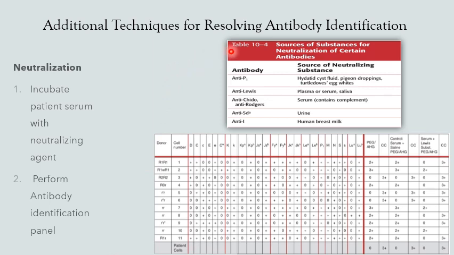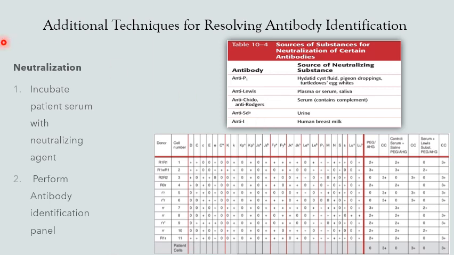So in table 4, this will show the sources of substances for neutralization of certain antibodies. So for example, anti-P1, yung source niya for neutralizing substance is the hydatid cyst fluid, pigeon droppings, turtle doves, egg whites. Anti-Lewis naman, plasma or serum or saliva. Anti-Chido or anti-Rogers, the serum, which contains complement. Anti-SDA, urine. And then anti-I, the human breast milk.